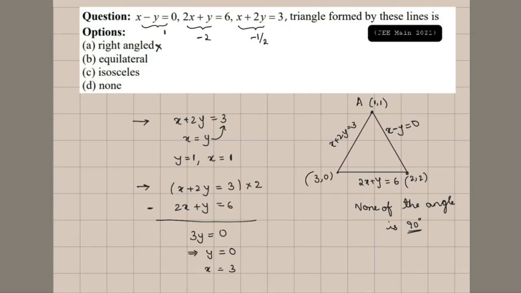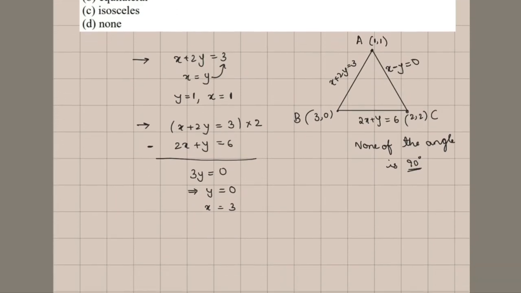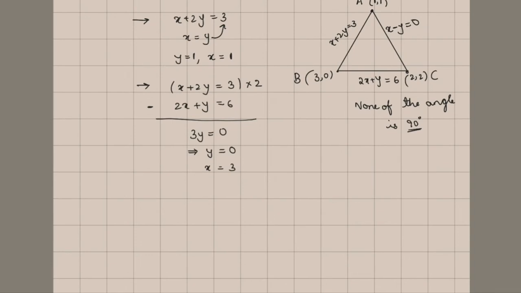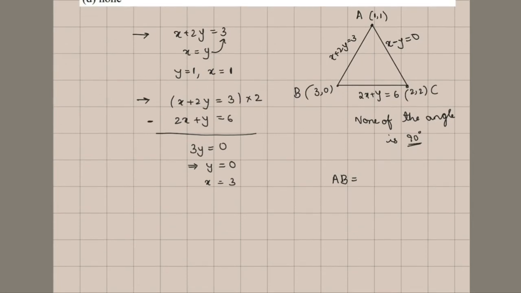Let's say this is A, this is B, and this is C. Now we need to find the distance of all these sides. So AB equals the distance between two points.